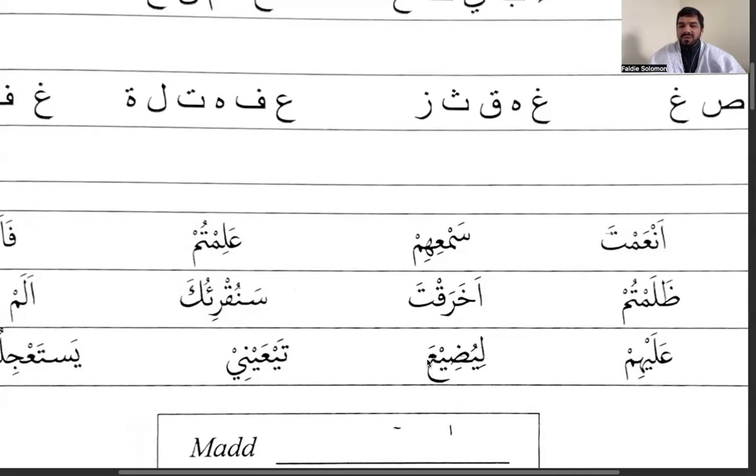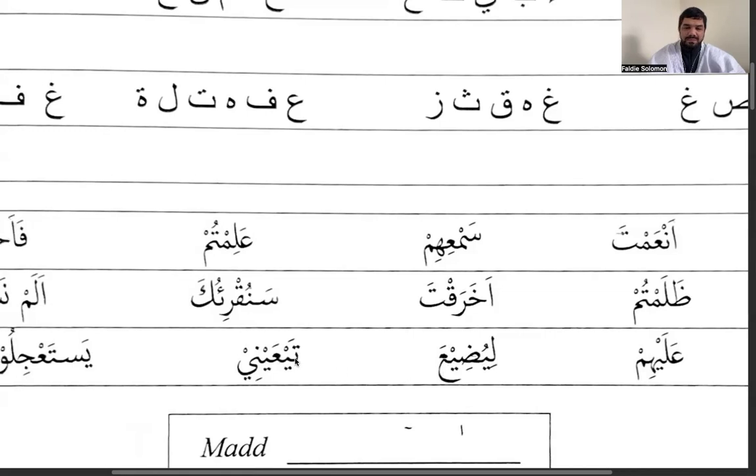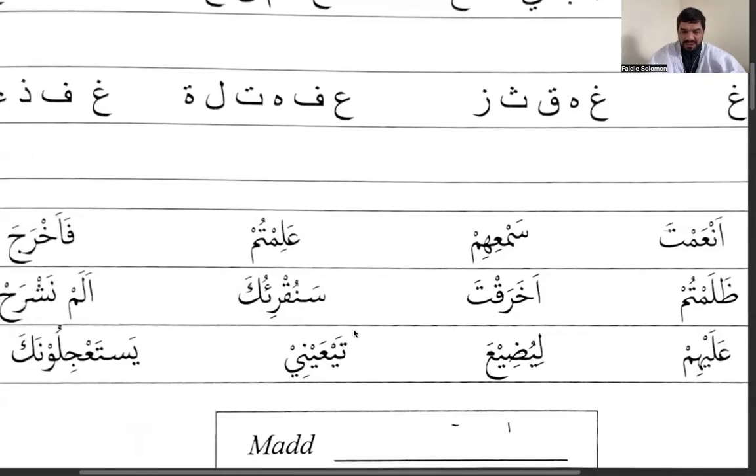Okay, let's see what's going on here. Here we have ta and ya. Ta with a ya with sukoon. So tay, ayni, tay, ayni.